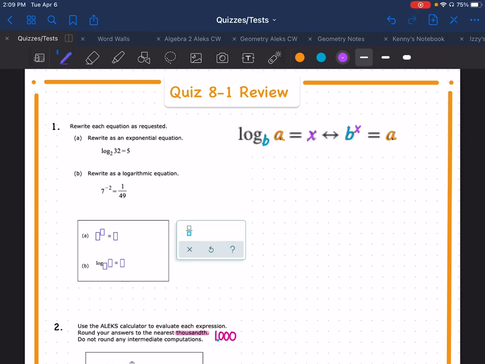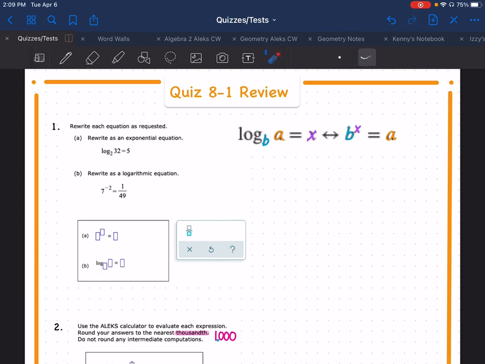Today's lesson is the review for quiz 8-1, which covers lessons 8.1 and 8.2. Let's go ahead and get started with a look at the 5 questions on our quiz today. Question number 1 is going to ask you to rewrite each equation as requested.